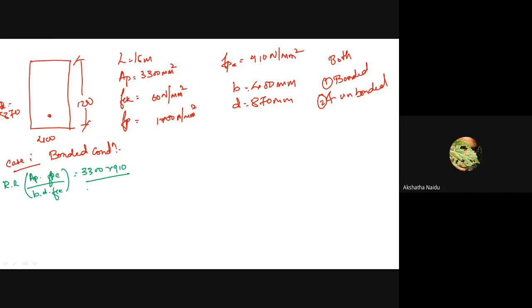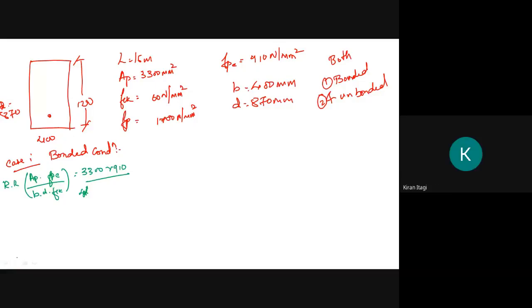Sir, for bonded also, should we consider FPE, or only for unbonded do we take FPE? For bonded we will take FP and for unbonded we will take FPE, because in post-tensioning there will be losses, so after the losses, take FPE. For the unbonded condition, we have FPE into AP divided by BD into FCK. For bonded, we have FP.